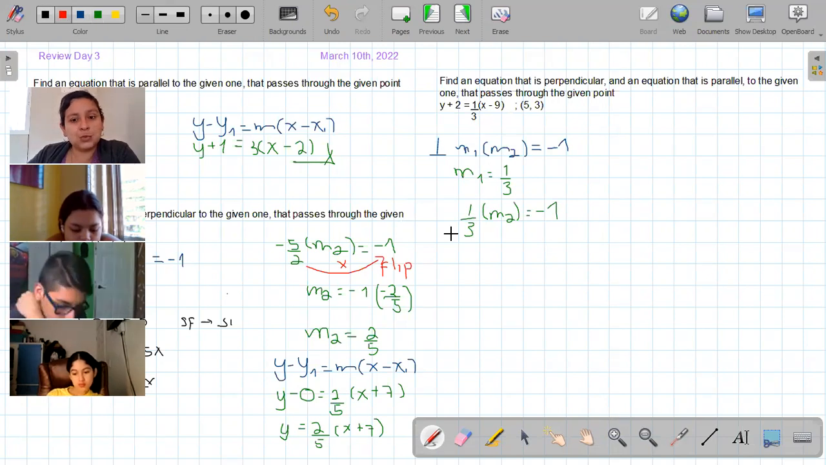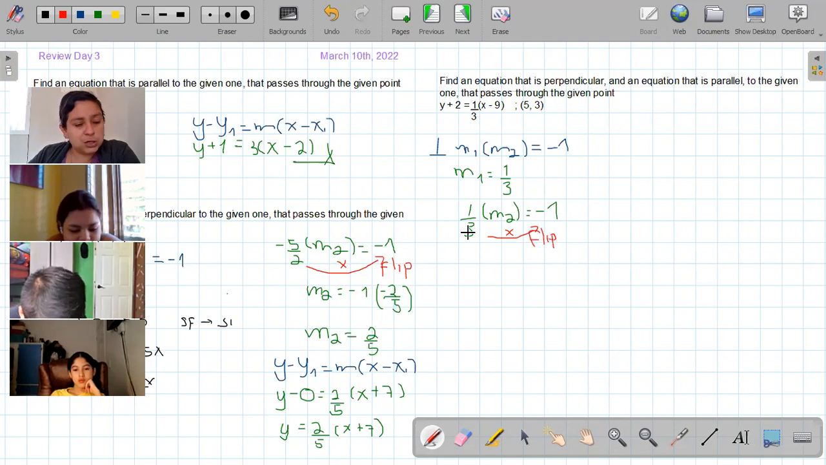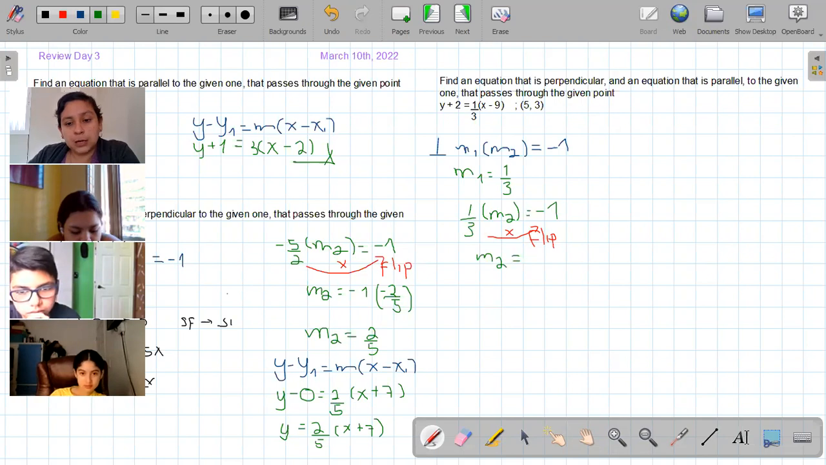So I'm going to pass this 1/3 to the other side, multiplying, but since it is a fraction, I'm going to flip. Only when it is a fraction passing to the other side do we multiply. If it is a whole number or a negative integer, then you pass it dividing, okay? So we're going to have now M2 is equal to -1 times, instead of 1/3, 3/1.